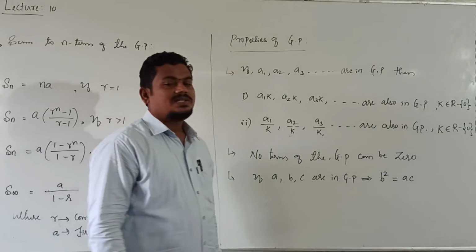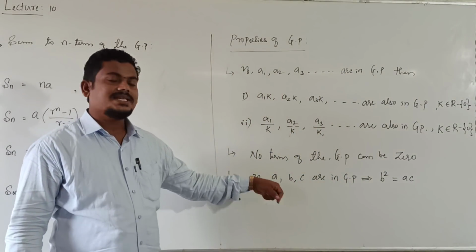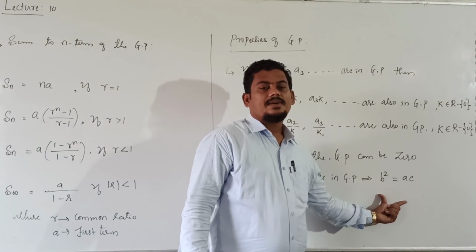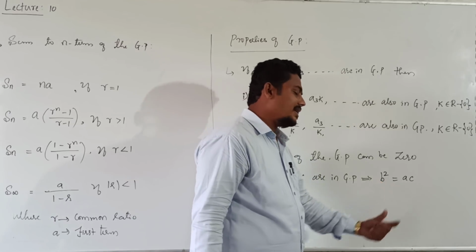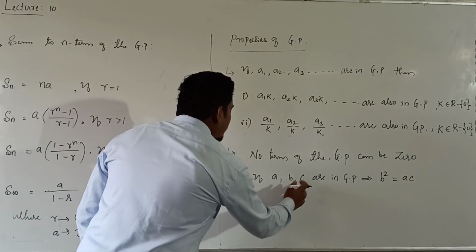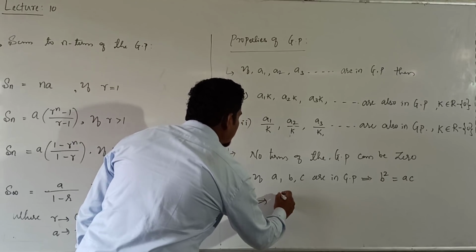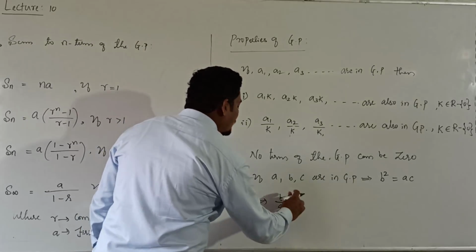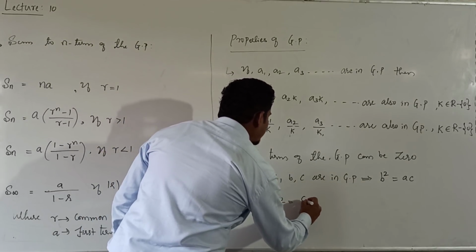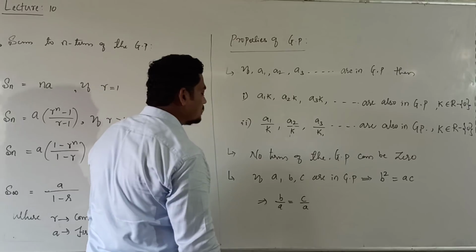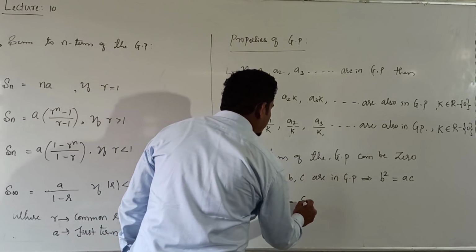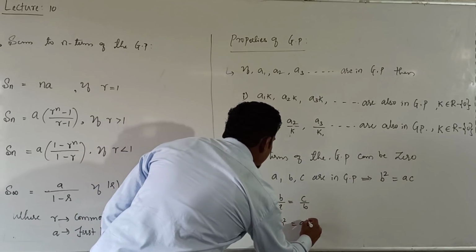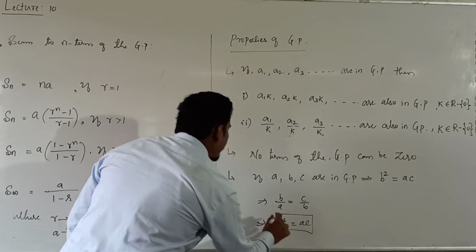Just by using the definition of GP, we can prove this result. A, B, C are in GP means the common ratio is constant. B by A is the same as C by B. Then just cross multiplication, B square is equal to AC.